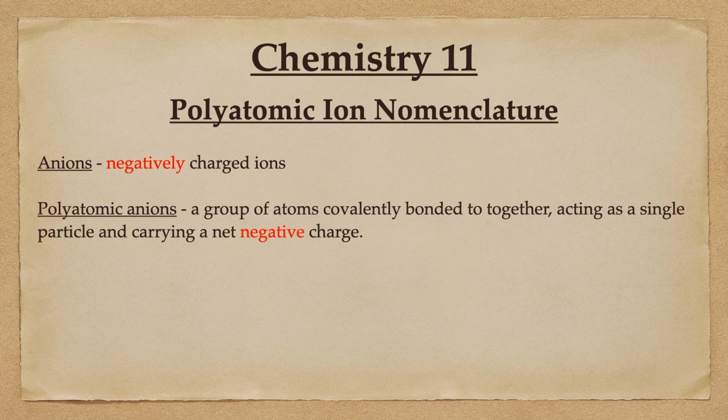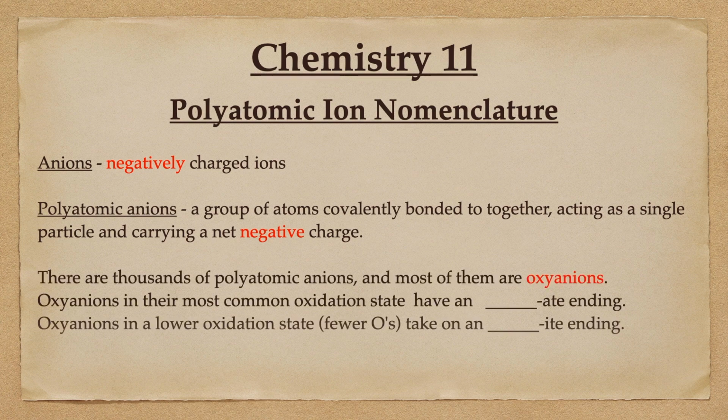Far more common are the polyatomic anions, the negatively charged ions. Once again, this is a group of atoms covalently bonded together, acting as a single particle and carrying a net negative charge. There are literally thousands of polyatomic anions, and most of them are oxyanions, that is, anions which contain oxygen. The oxyanions in their most common oxidation state will carry an ate ending. If they're in a lower oxidation state, that is, fewer oxygens, they then have an ite ending.